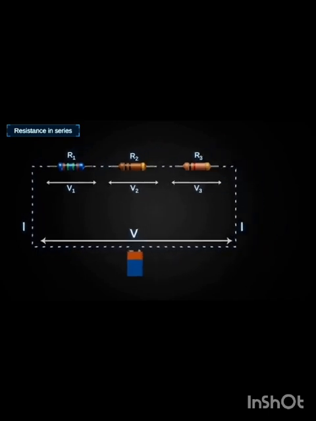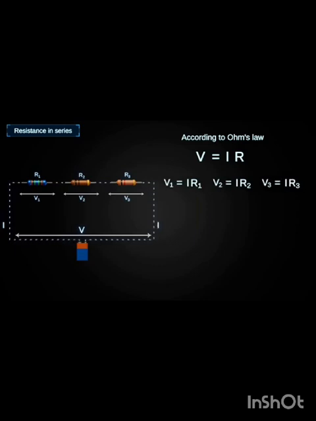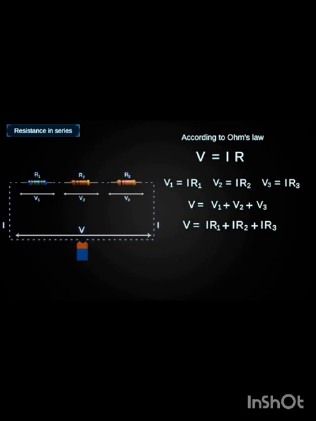Hence, we are going to calculate the value of total resistance by considering Ohm's law, which is V is equal to IR. In the next equation, we are going to calculate the values of three different voltages by substituting the Ohm's law in it. In the following equation, V is the total voltage given by the source, that is equal to the sum of the voltage across the three different resistors.